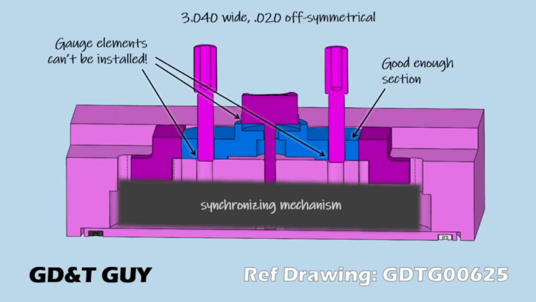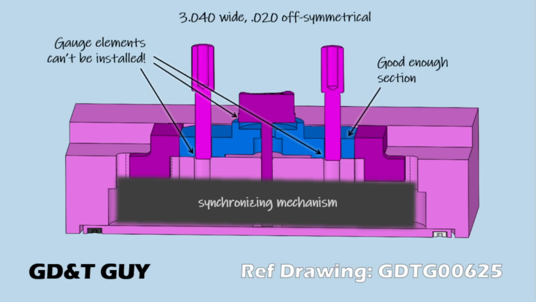The problem comes when we are not super symmetrical. This part is 3.040 wide, but the screw holes and the 1-inch diameter feature are shifted 20 thousandths off center, which should be trivial because we still have plenty of section here. Nevertheless, we have to fail this part because the gauge elements won't pass. And that's a shame because the asymmetry is not going to affect the function of the part. Heck, it's barely even noticeable.